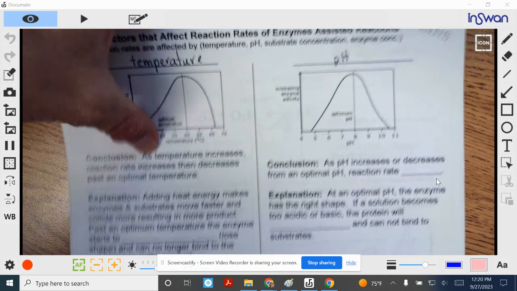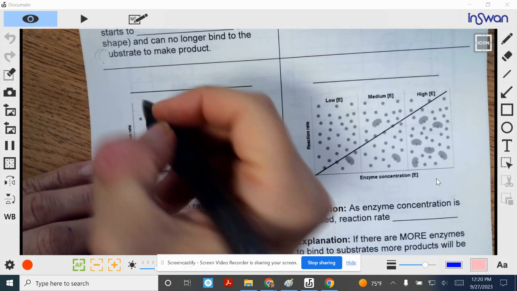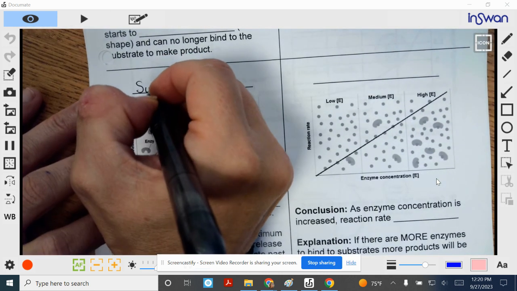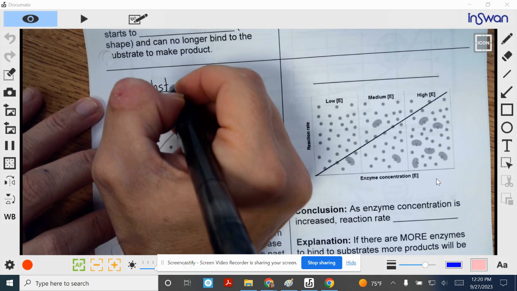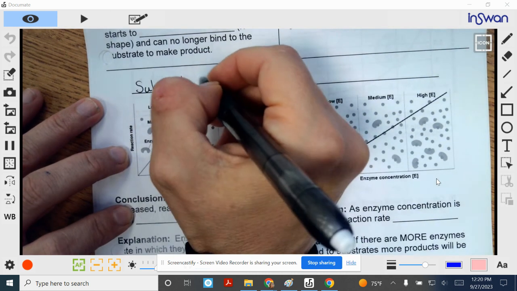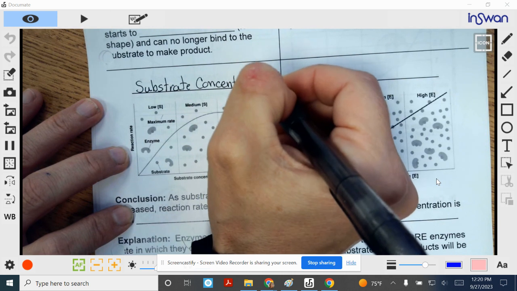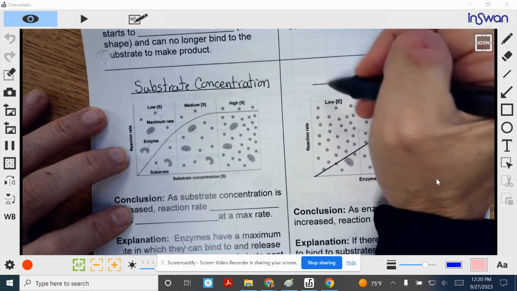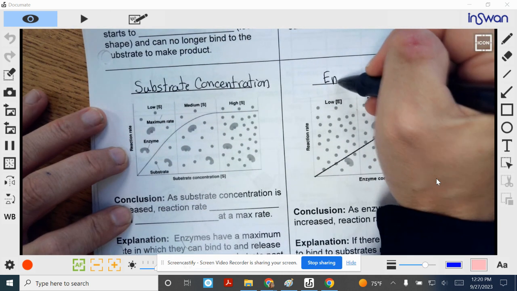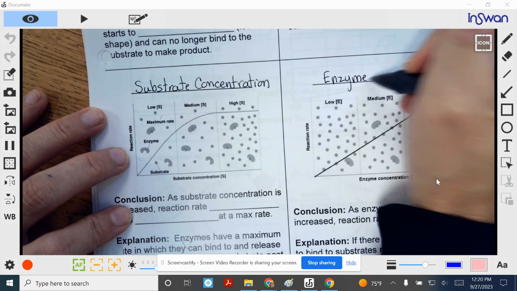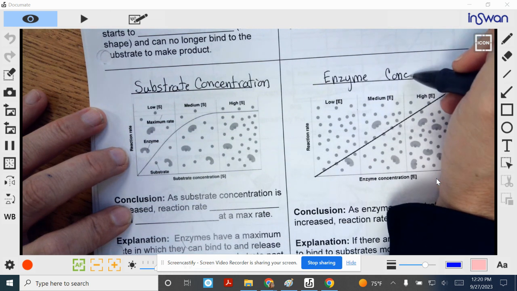I kind of just showed you if we change how concentrated our substrates are. So substrate concentration can affect rate. And then also if I brought in more enzymes, we definitely will be able to go faster. So enzyme concentration can affect reaction rate.